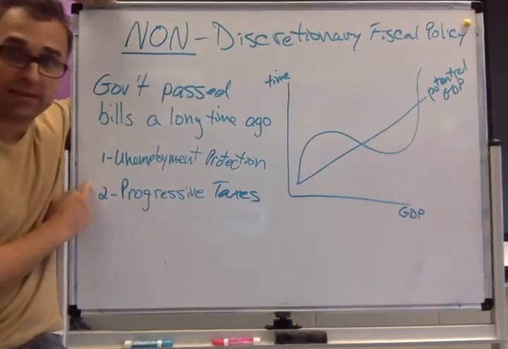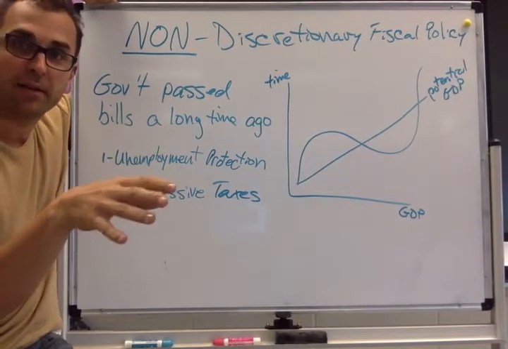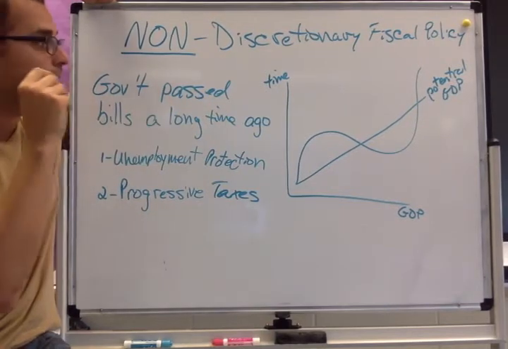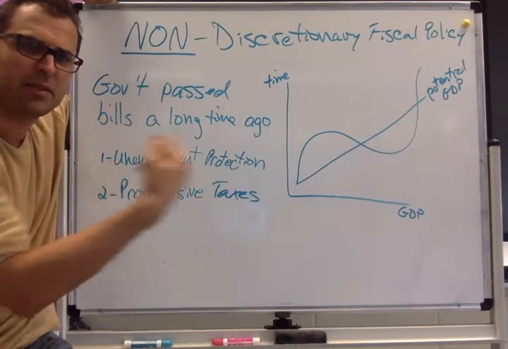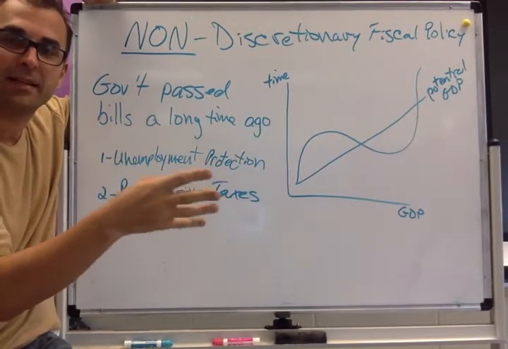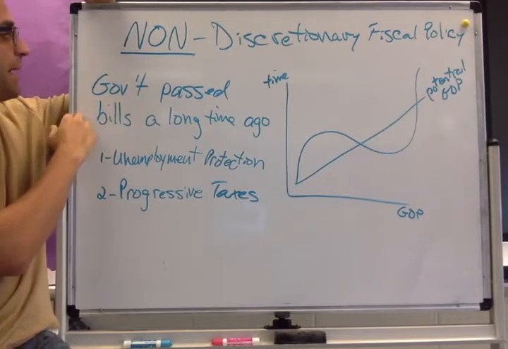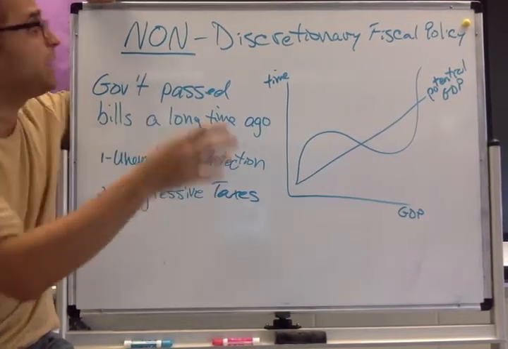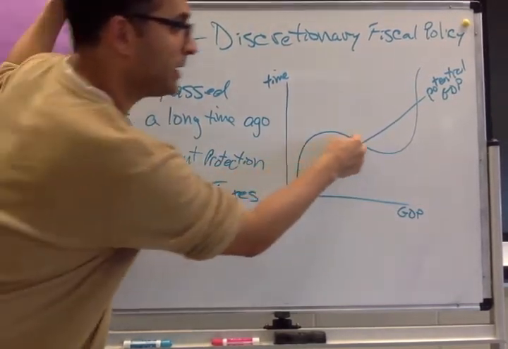Well, the big difference is you have to know that these two things, unemployment protections and progressive taxes, are passed by the government, right? But they always exist, okay? The only thing the government can do is maybe increase these things or decrease these things, but they always exist. They've existed since the Great Depression, since the New Deal. So the government passed these bills a long time ago. It doesn't matter when.